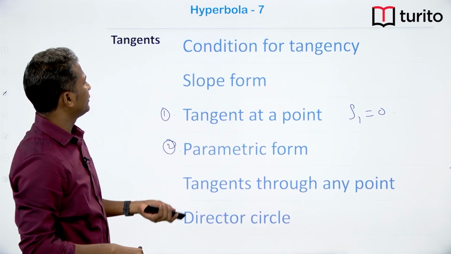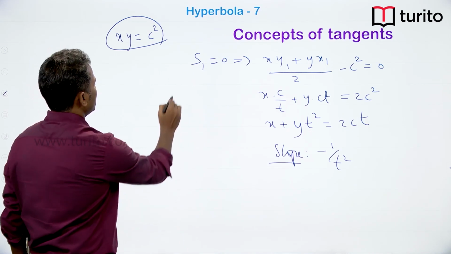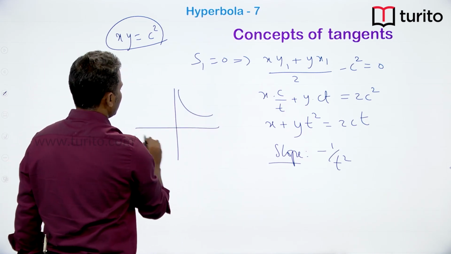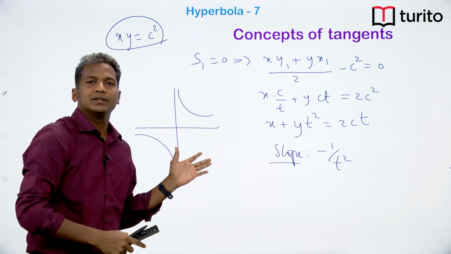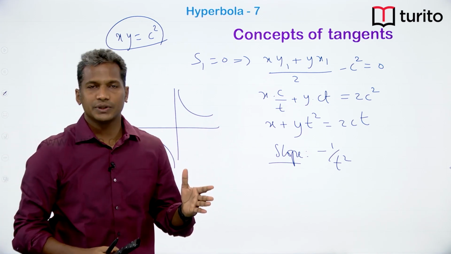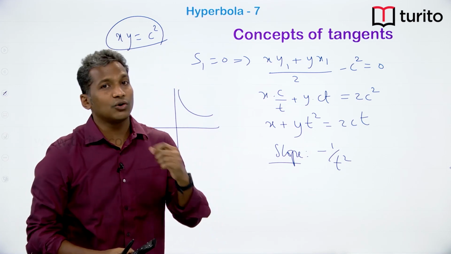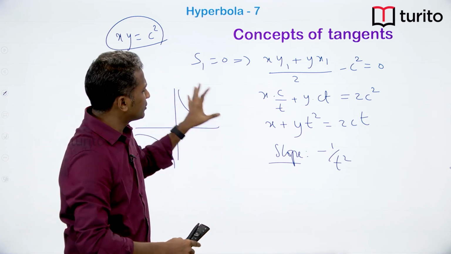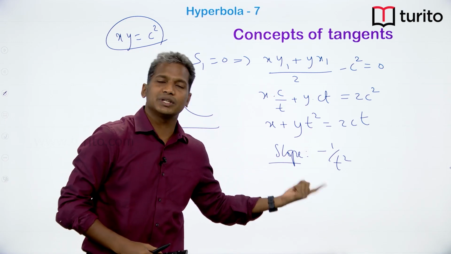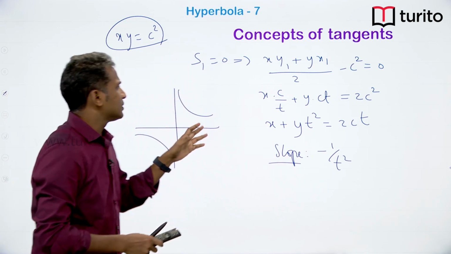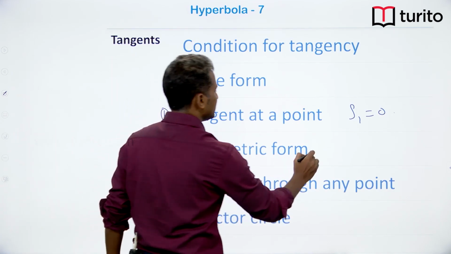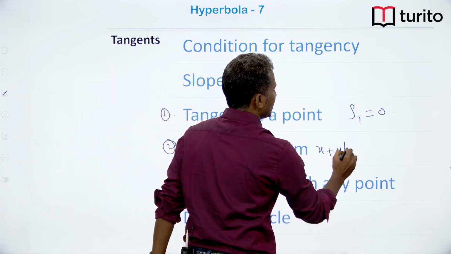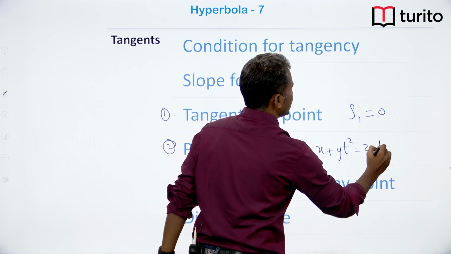For example, if we draw the diagram and observe it, all tangents will be inclined in this direction only, so all of them will have negative slopes. Also, if you check the normals, all normals of this curve will have positive slope. Okay. So, this is the parametric form of tangent. We can write it as x plus yt square equal to 2ct.